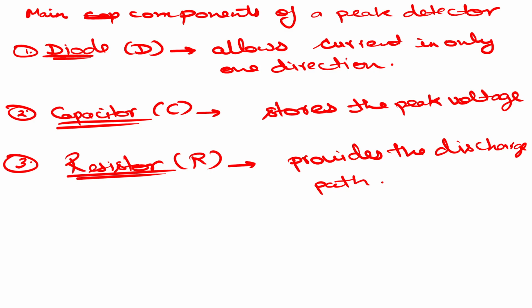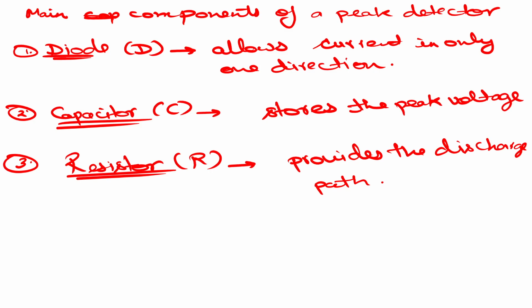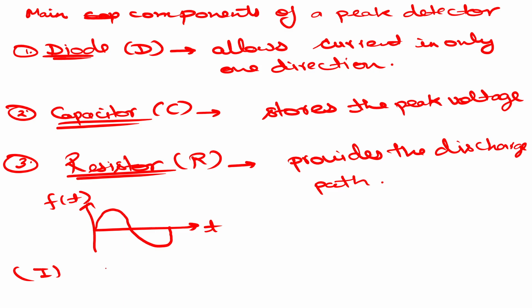So now there are three phases in a peak detector depending on the signal. First is the charging phase. Suppose this is our input signal, a sinusoidal given as an input, f of t versus t. So this is our input. The first phase is the charging phase. In this phase the diode is in forward bias and the capacitor starts charging.